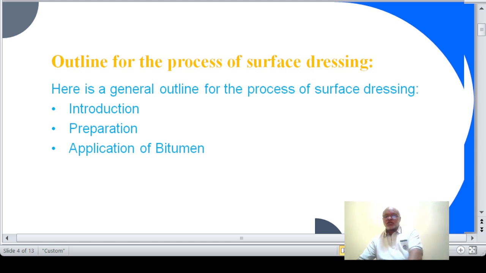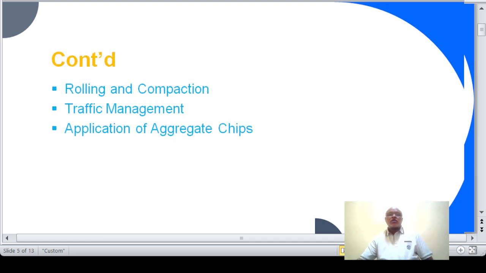The fourth one is application of aggregates. After the bitumen is applied, a layer of aggregate chips of a specific size and gradation is spread over the surface. This layer provides texture and skid resistance to the road, as well as protects the bitumen from being damaged by traffic.